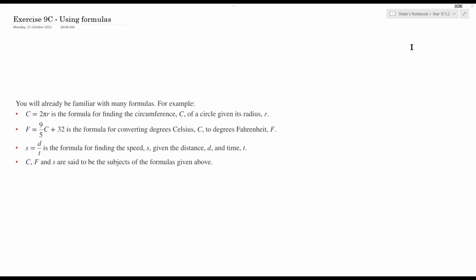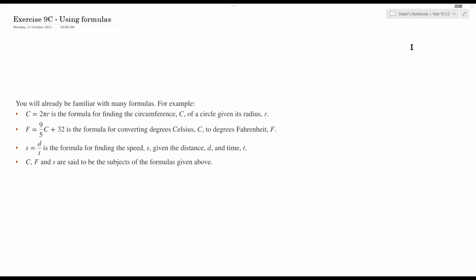Welcome to a lesson on exercise 9C, which is all about using formulas. And look, you're familiar with using formulas. We've been doing it probably since primary school. As you move into more advanced maths, however, you need to be more flexible with using formulae.